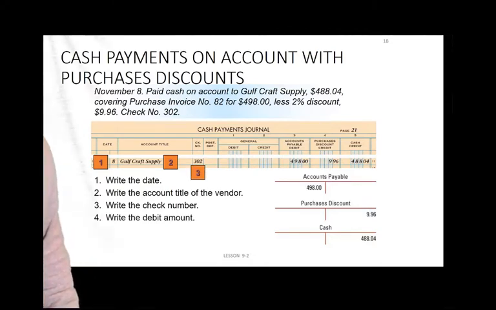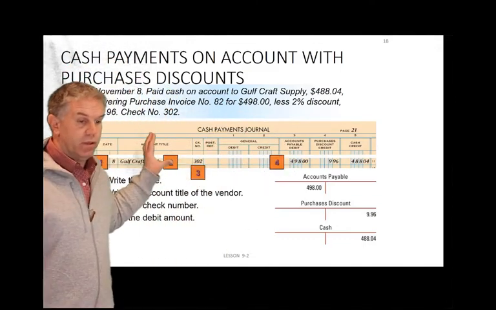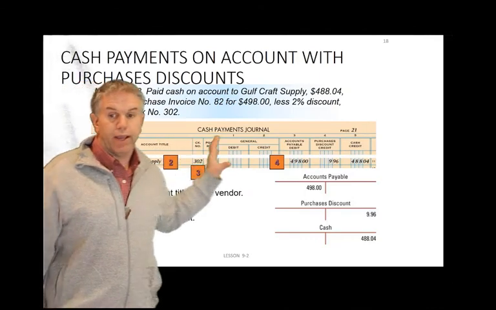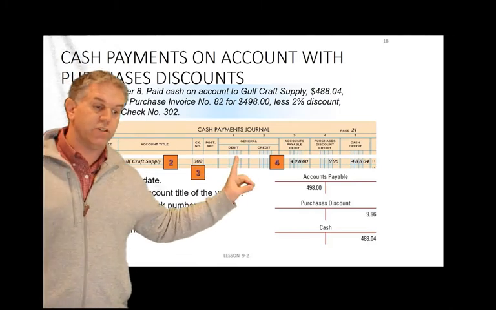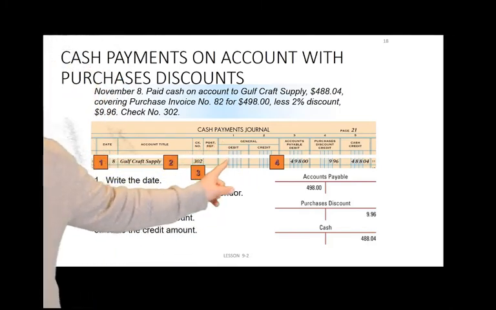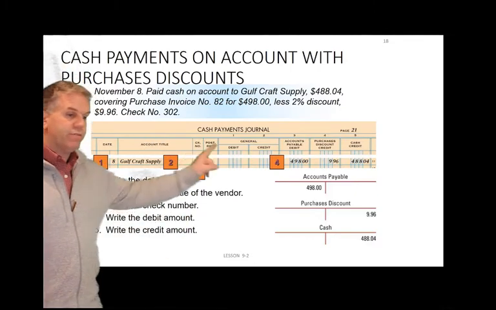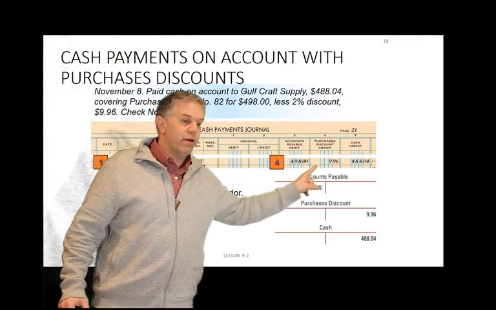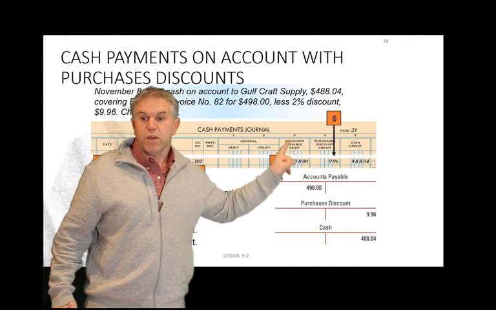Okay, I'm going to put my debit amount, which was my accounts payable, which is the full amount. The $498 was what I owed them. That's the full amount. Okay. Then I write the credit amount. Well, I have 2 credit amounts in this situation. Credit amount number one is I have the cash credit and I have the purchase discount credit. Okay, so that is there.